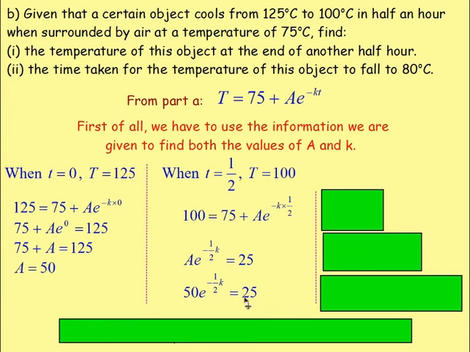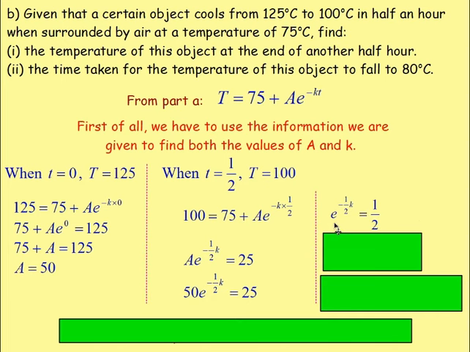From there, in order to find out the value of k, we would have to use logs in order to bring that index down. But we can't do that when we've got the 50 here. So first of all, divide both sides by 50. So we'd have e to the power of negative a half k would equal 25 over 50, which is just a half. From there, if you take the logs of both sides, we'd have natural log, ln, because we've got e.